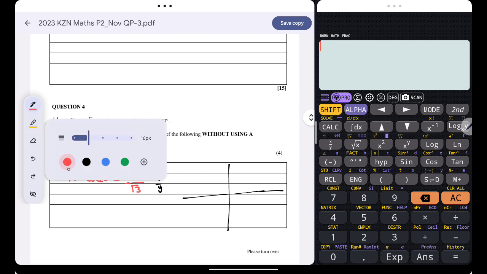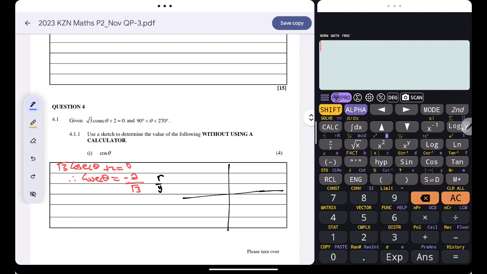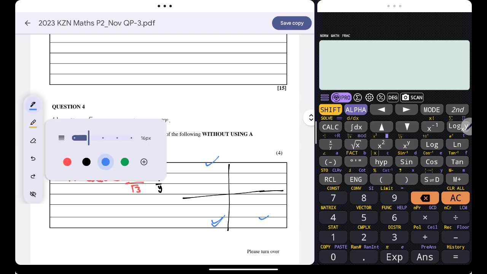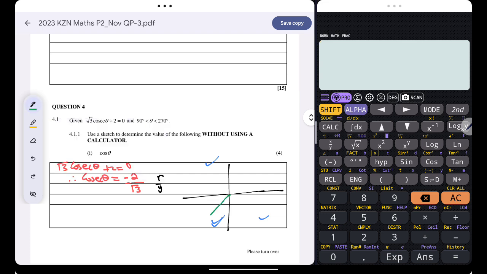Let me use a different ink. Cosec is equal to a negative number, right? And cosec is negative on the third and fourth quadrant. Are you together? But you are told that our theta can be only found in the second and third quadrant. We will always draw our right angle triangle where we have the most number of ticks. The most number of ticks that we have are in the third quadrant.